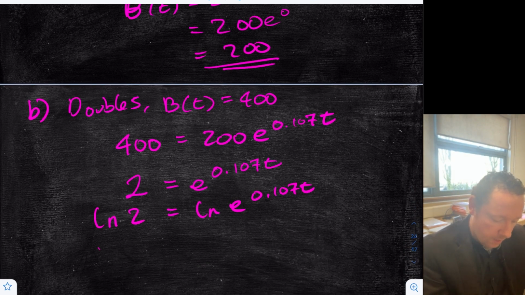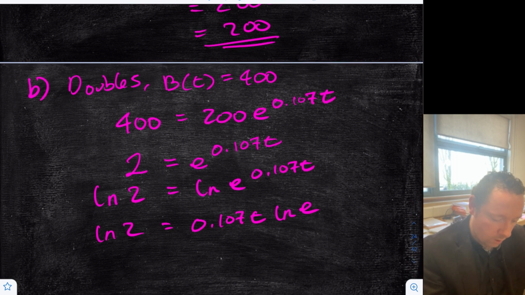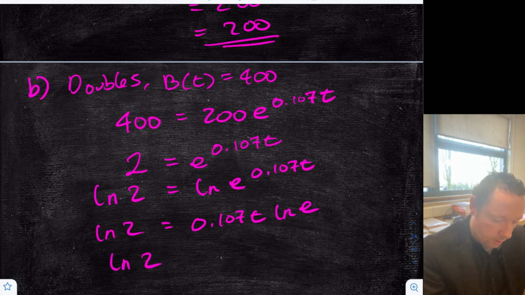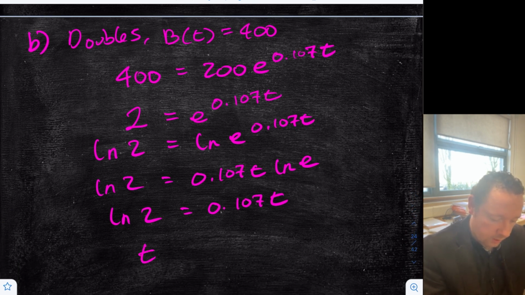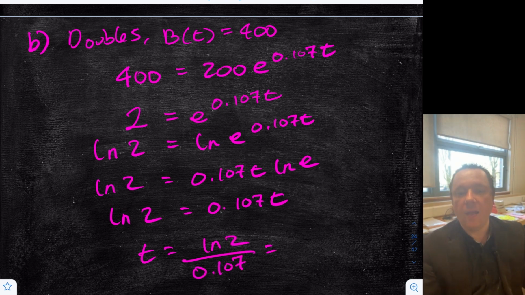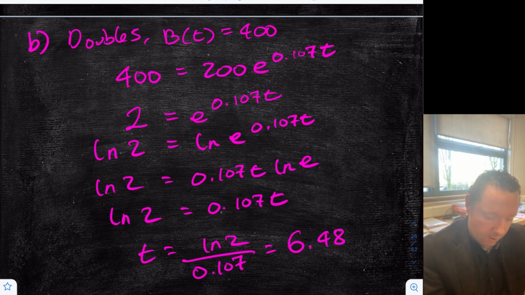Or if you prefer, log e. Taking it down as a power, you get log 2 equals 0.107t times log e of e, which is just 1. So log 2 equals 0.107t. Divide through by 0.107, t equals log 2 divided by 0.107. Get your calculator out and you will get about 6.48. So 6.48 hours, because hours was our unit of time.